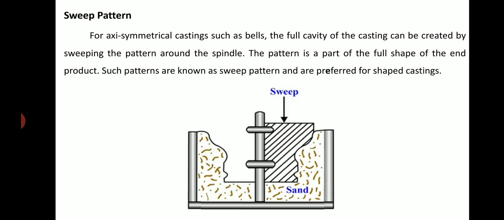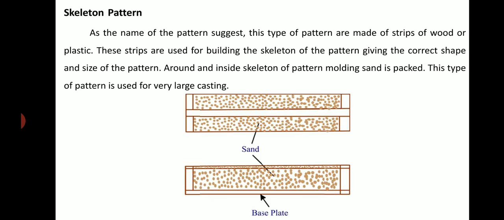Sweep pattern. For axis-symmetrical castings such as bells, the full cavity of the casting can be created by sweeping the pattern around the spindle. The pattern is a part of the full shape of the end product. Such patterns are known as sweep patterns and are preferred for shaped castings.